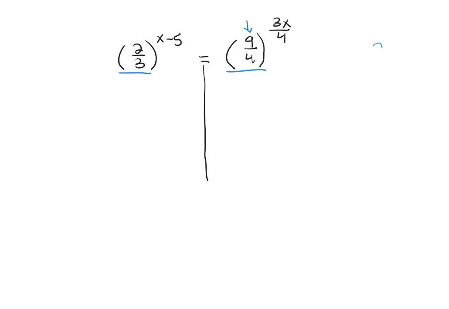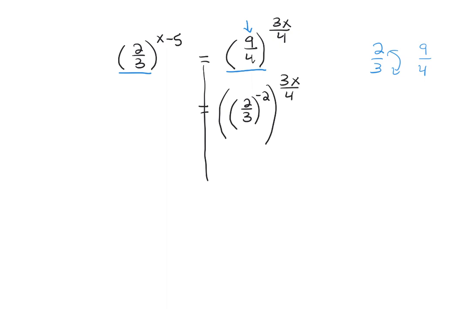Notice how we have 2/3 and then we have 9/4. It's kind of like a flip, and then the numbers are squared. So what flips the fraction? A negative exponent. So I can rewrite this, doing parentheses within parentheses: 2/3 to the power of negative 2, and that's to the power of 3x over 4.